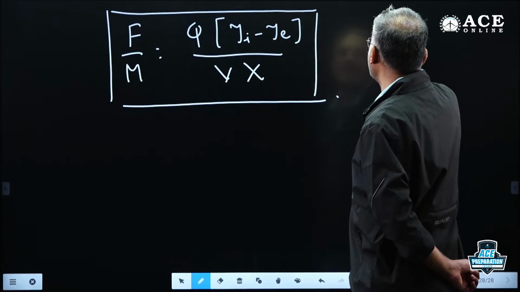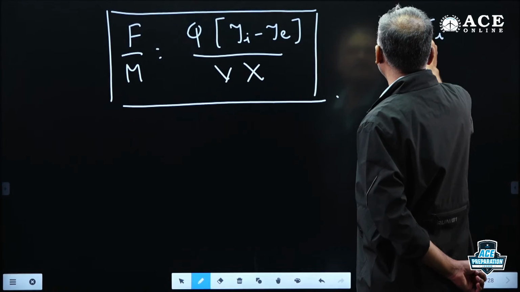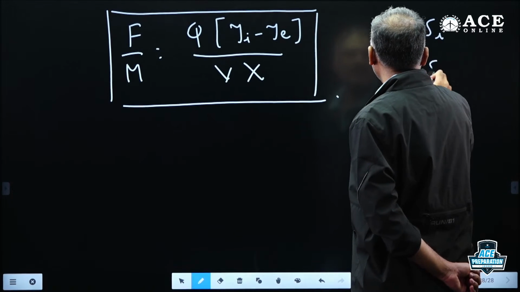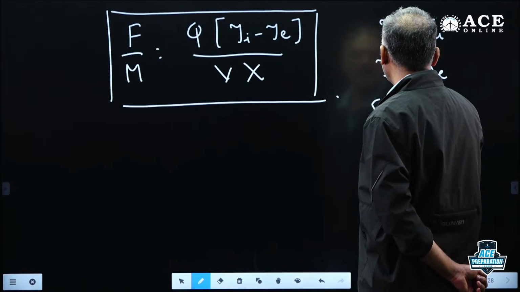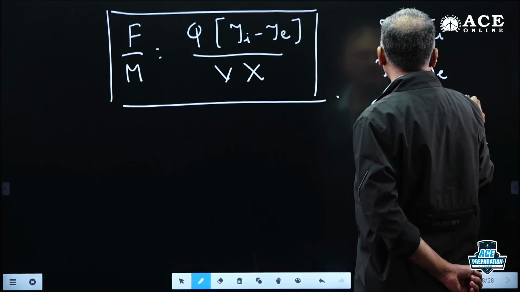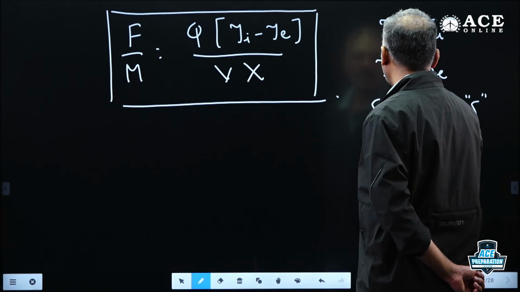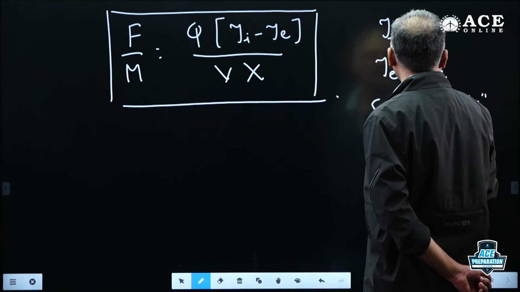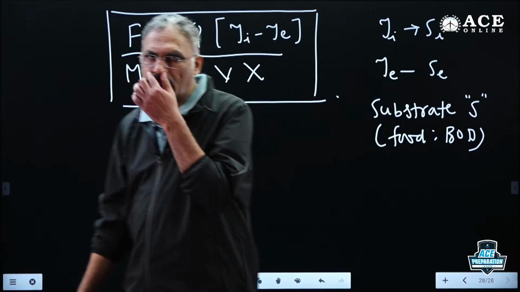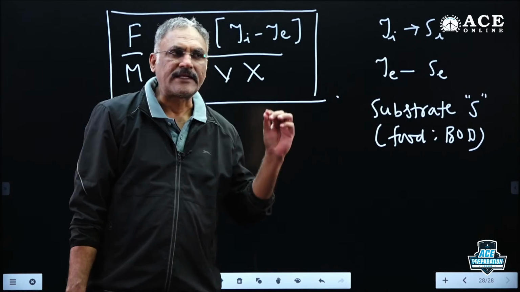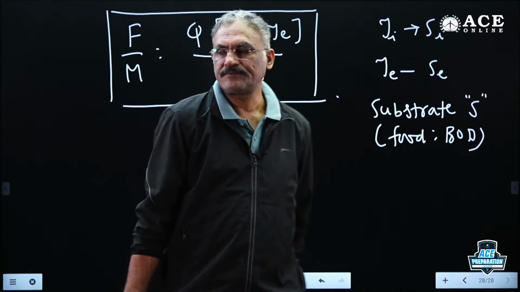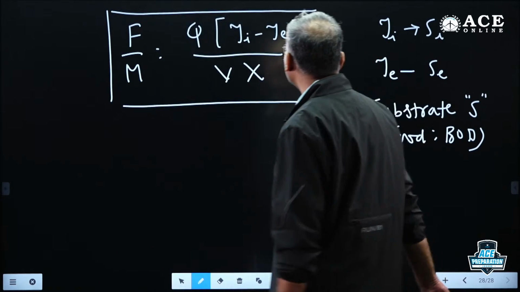Sometimes this Yi and Ye is given in terms of Si and Se, I mean substrate. Substrate means food only. Food is nothing but BOD, BOD only it is. Okay? That's why I took it as Yi and Ye. Some books take Si and Se, don't confuse, okay? Both of them are the same only.